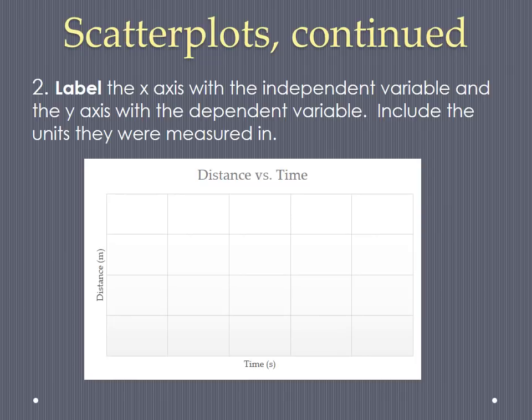While you are labeling the axes, it is also important to have a title as well, so that the person reading the graph can easily understand what relationship they are looking at. In this graph, you are looking at the relationship between distance and time.